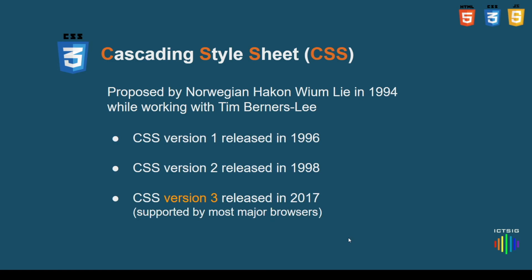The first version was released in 1996, and version 2 two years later. And now we are currently using version 3 released in 2017. Version 3 is currently supported by the majority of the browsers except the older versions of Internet Explorer, or IE. Next, we'll see how we can style an HTML element.